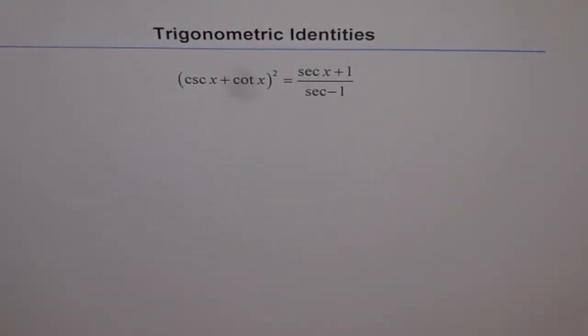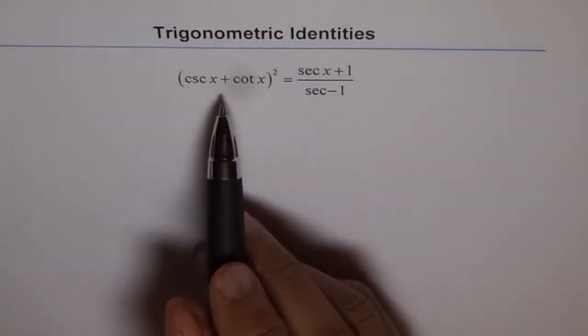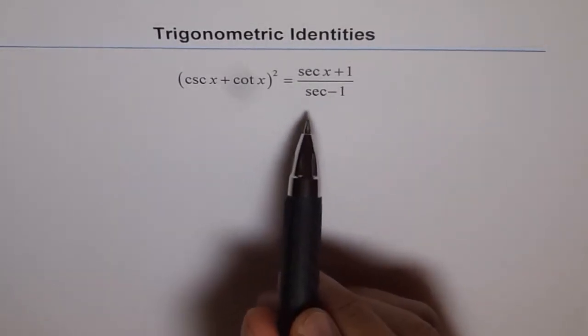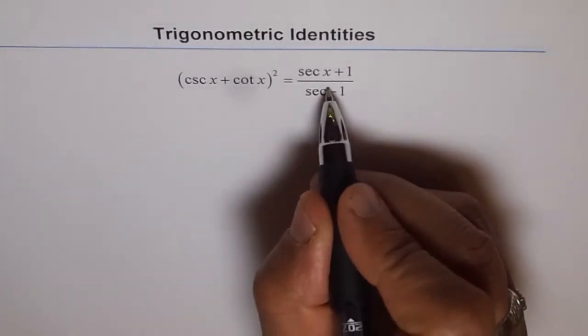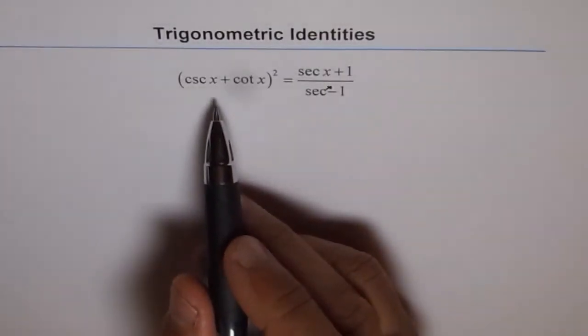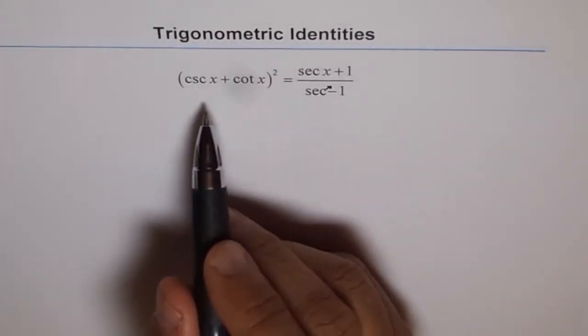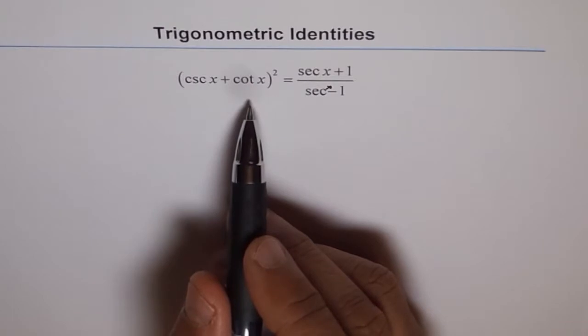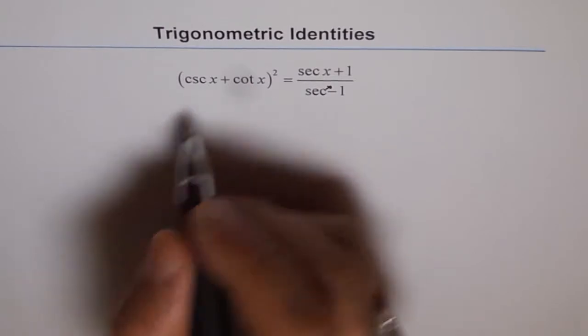Trigonometric identities. Prove that (cosecant x plus cotangent x) whole square equals secant x plus 1 divided by secant x minus 1. So write secant x here. Okay, so we can start with the left side and see what happens, right? The basic strategy is to write them in terms of sine and cosine. So we'll start with the left side.